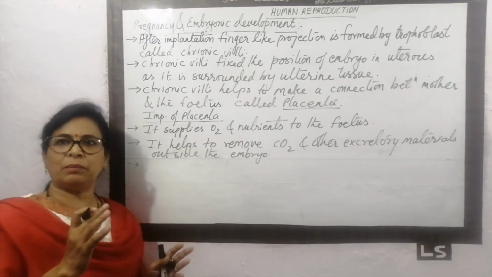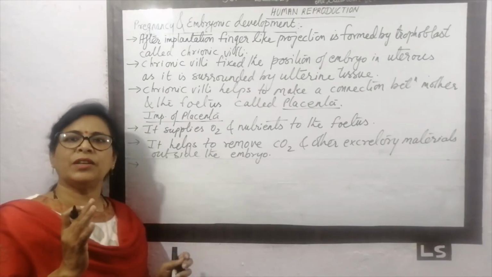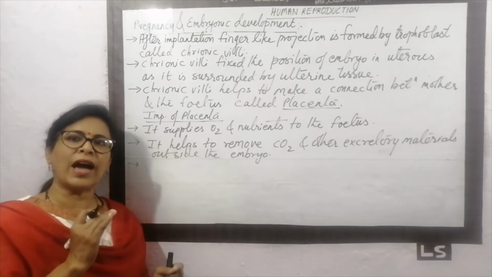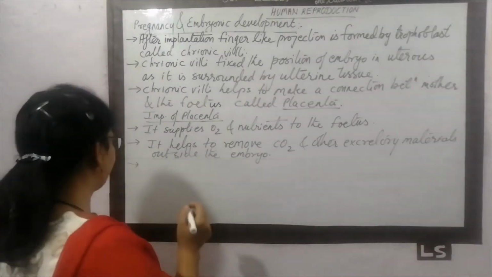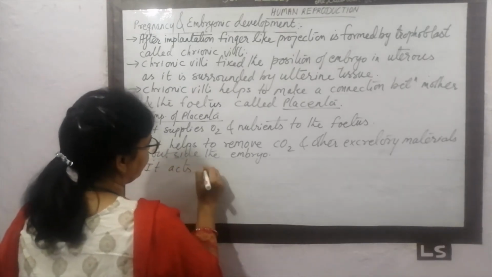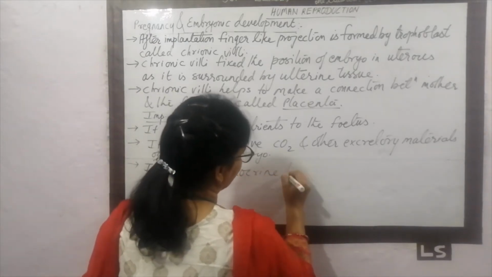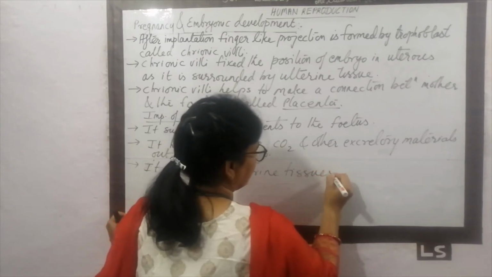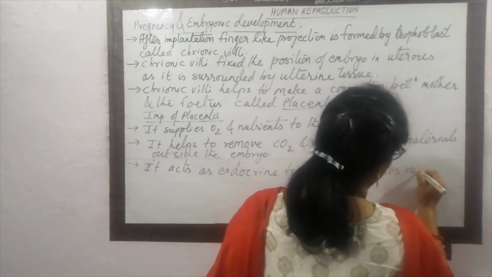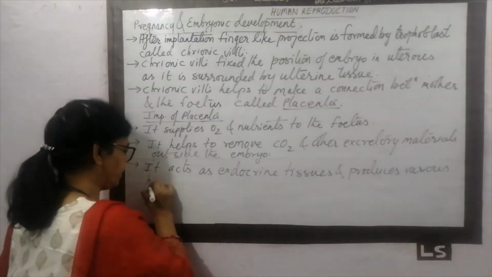The placenta is very much important. It is also called the umbilical cord. It is the cord which is very much important. What is the other importance of the placenta? Placenta also acts as an endocrine gland. It acts as endocrine tissue and produces various hormones.